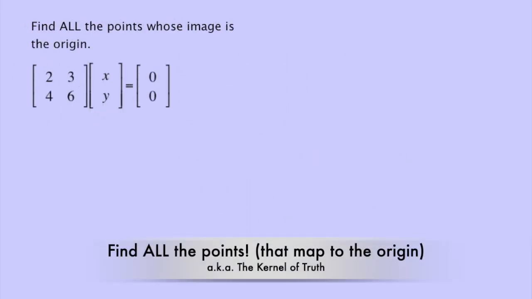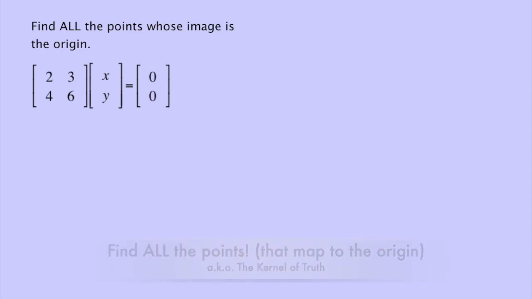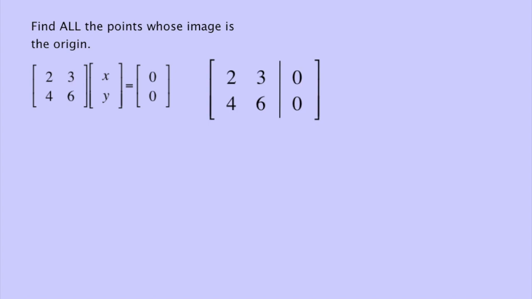Suppose now the question we are trying to answer is finding all the points whose image is the origin. Therefore, we want to know the matrix times some vector or point (x, y) yields the origin, or we say maps to the origin. Again, we can set up our augmented matrix system.